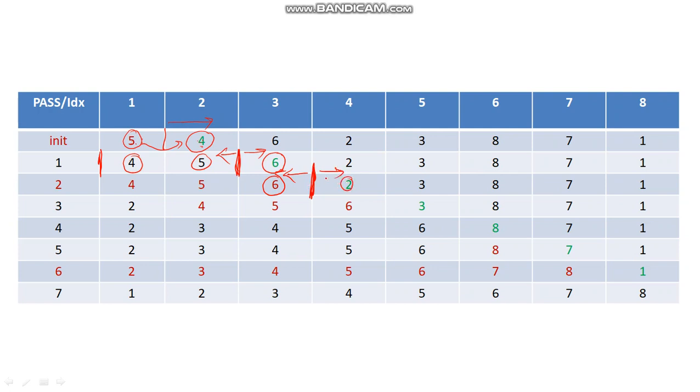Then it checks whether this 2 can be placed here. Is it necessary to shift all these elements? Yes. 6 needs to be shifted, 5 needs to be shifted, 4 needs to be shifted. So it shifts all these elements to the next location and 2 will be put over here. And the next element is 3, and this is the boundary.